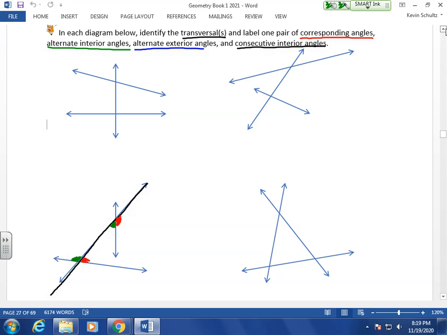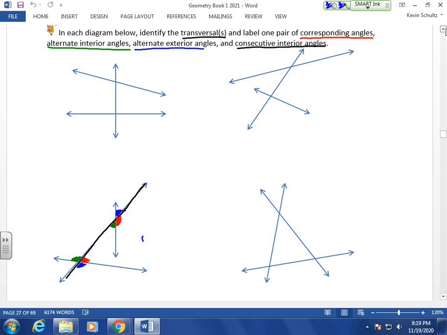Alternate exterior in blue. Do this one. Okay? I'm outside the lines now. This would be our area outside the lines here and down here. Opposite sides of the transversal, outside our lines being intersected. The other alternate exterior angle associated with the one in blue is going to be down here. Right?